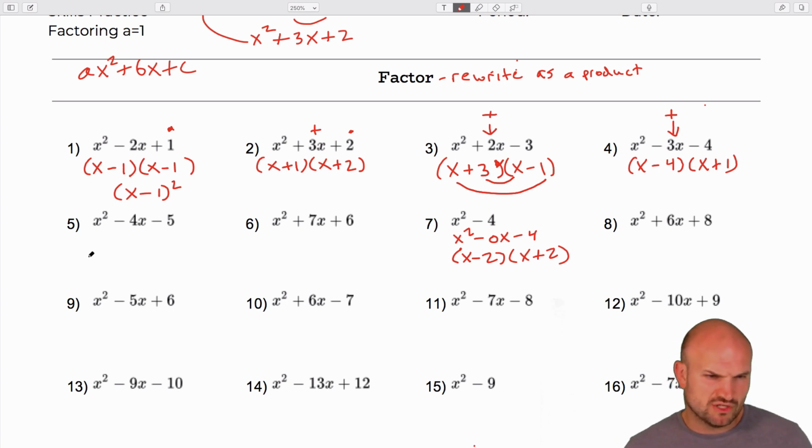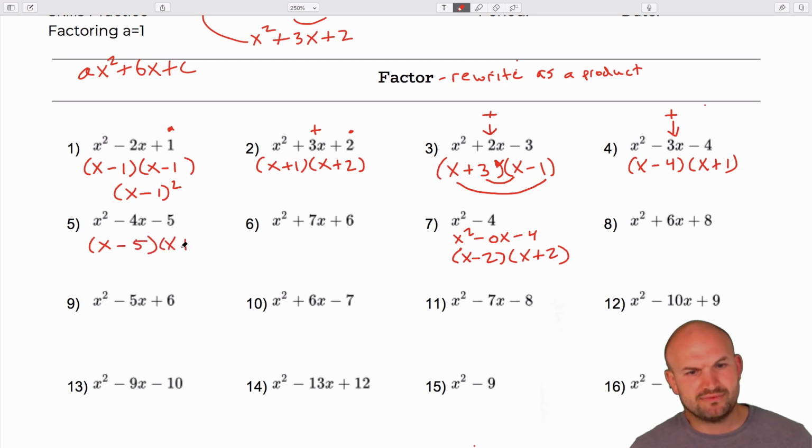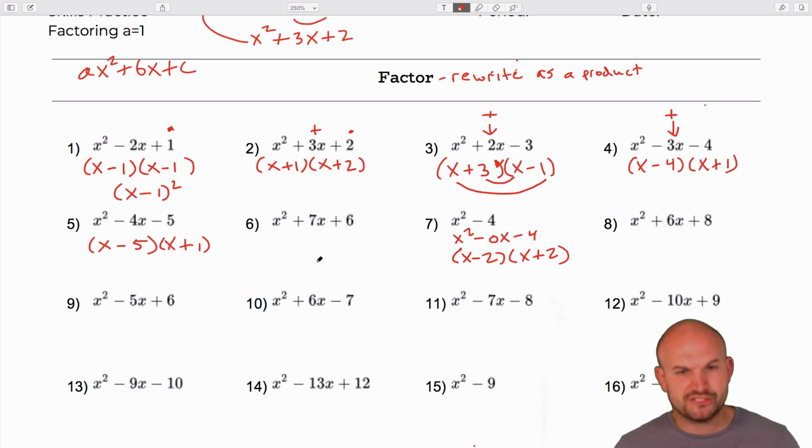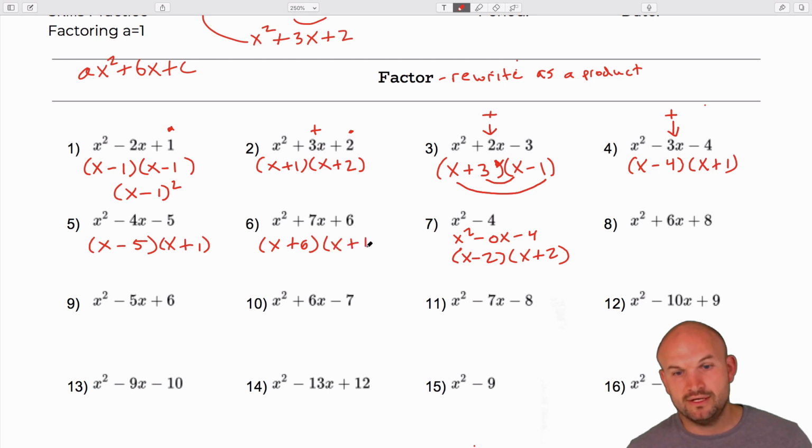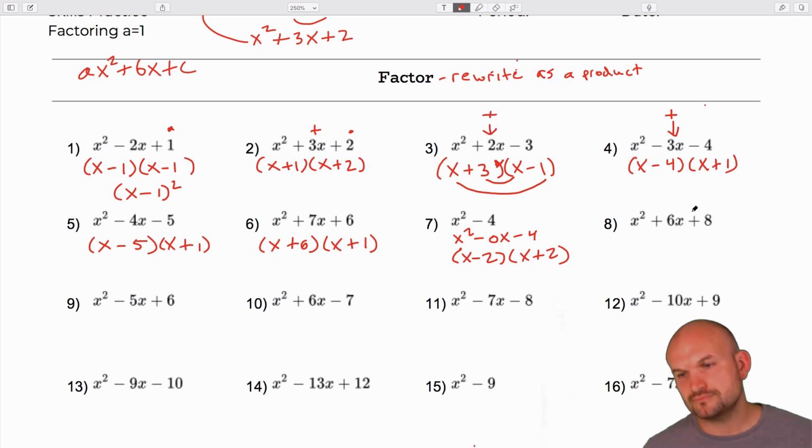All right, what two numbers multiply to give me negative 5, add to give me negative 4? I'm thinking that's going to be x minus 5 and x plus 1. Now, I'm going to be doing a lot of these problems, so if I make a mistake, I apologize. Please just call me out on it in the comments, and I'll make sure I pin you down below. What two numbers multiply to give me 6, add to give me 7? That's going to be x plus 6 and x plus 1. If it was 3 and 2, then my middle term would have been 5x.